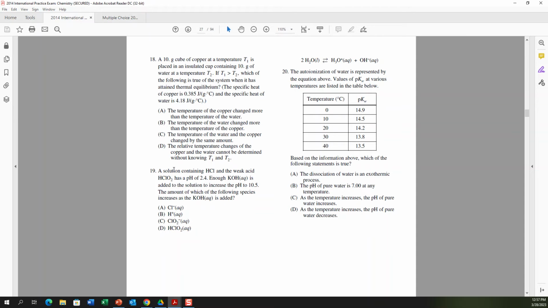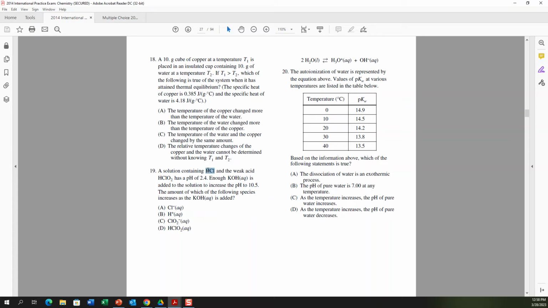So we'll finish up this page on this video. A solution containing HCl and a weak acid has a pH of 2.4. Enough KOH is added to increase the pH all the way. So we've neutralized all of the acid, all the H+. The amount of which of these species increases as the KOH is added?